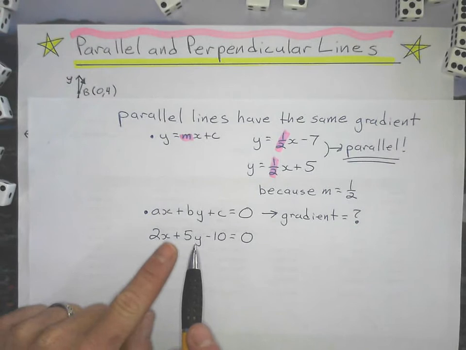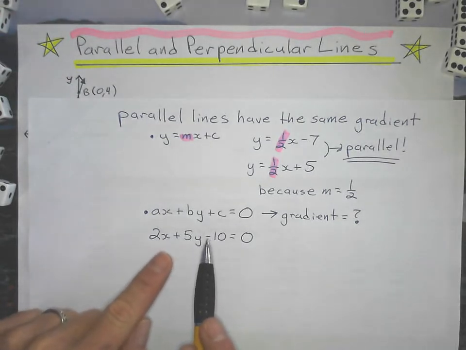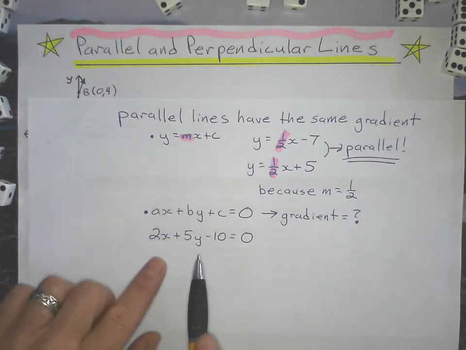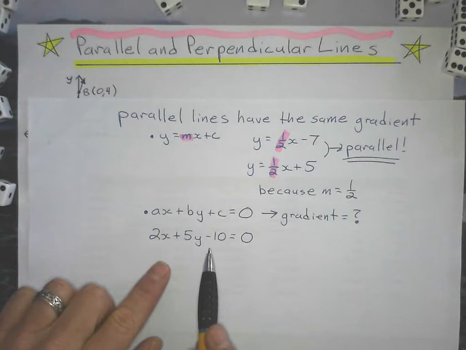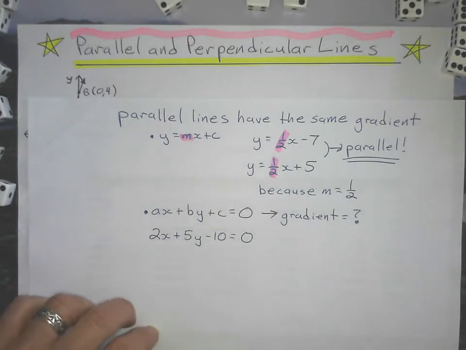So one way to figure out the gradient from this is through algebra, rearranging this equation to look like this, y equals mx plus c. And then I'll show you a shortcut later. We can rearrange this so I get y by itself, and then I look at the coefficient, and that's the gradient. So let's do that with this one.